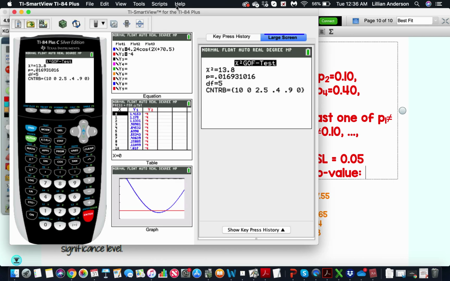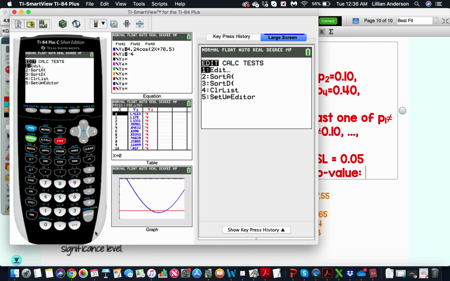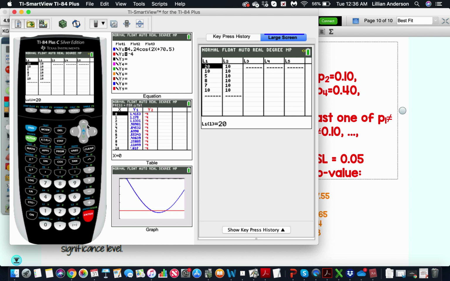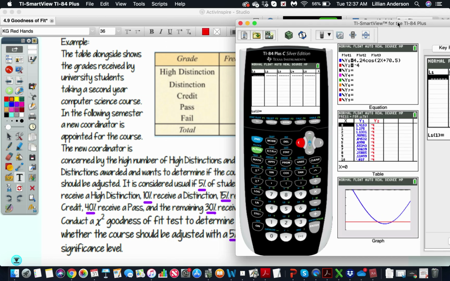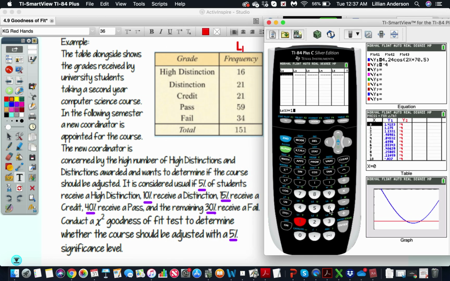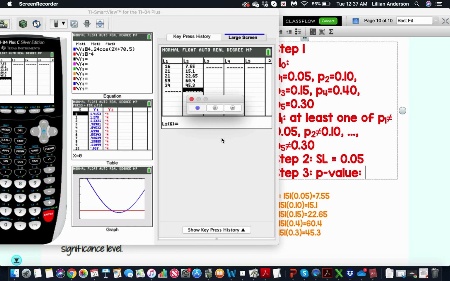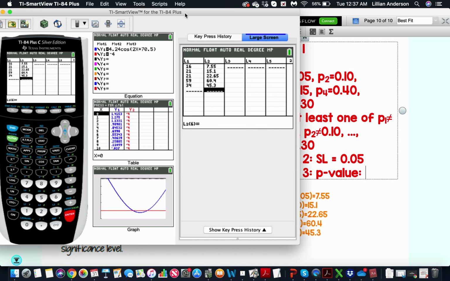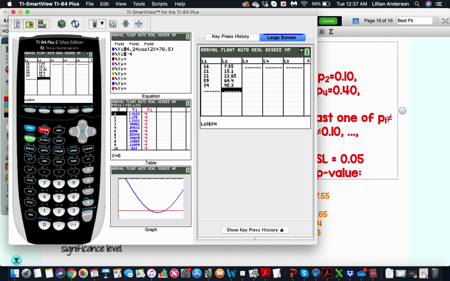Remember, we go into stat, we go into edit, and we need to type in L1 are observed and L2 are expected. So I go up to L1, press clear and enter. L2, press clear and enter so I can clear out my list so they're all nice and clean. And now I'm going to type in my values. My observed in L1 and my expected into L2.